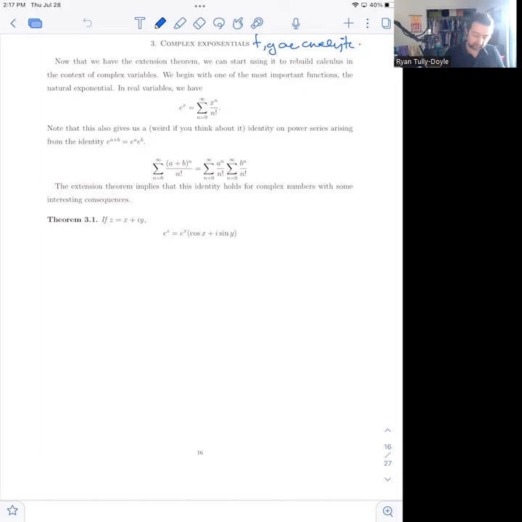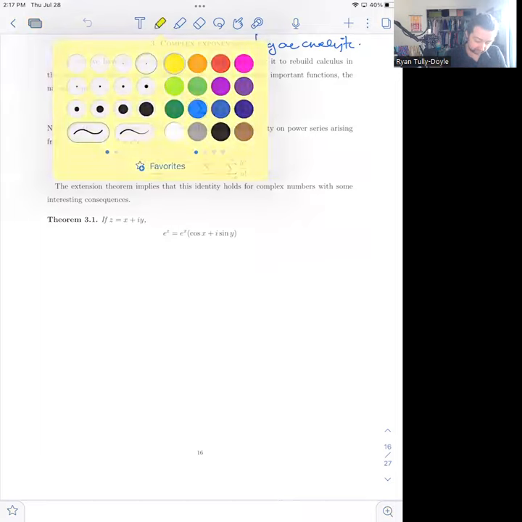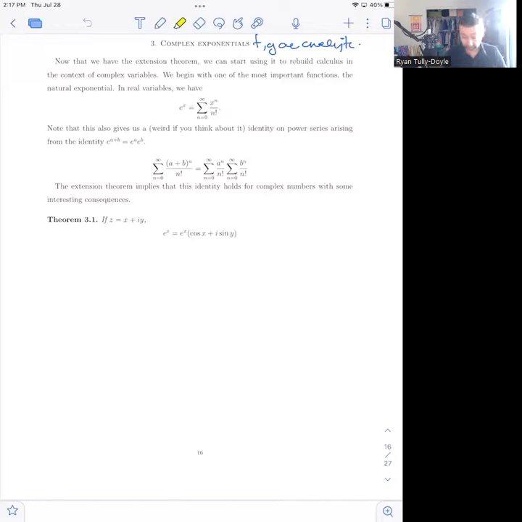So the key idea in thinking about the complex exponential is the extension theorem. So remember, the extension theorem is basically the assertion that theorems and properties that hold for functions with power series of real calculus also continue to hold in complex analysis, for functions with complex entries instead.